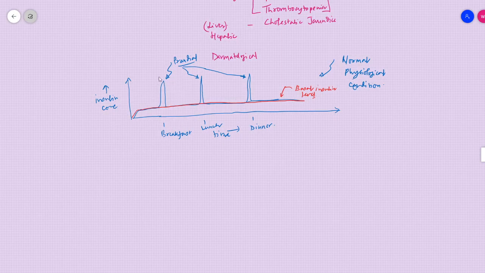So sulfonylureas increase both prandial and basal insulin concentration. That's the important thing we need to remember before we go into the mechanism of action. So let's write it down somewhere out here. We say that sulfonylureas increase both basal and prandial insulin levels. So let's look at the mechanism of action.